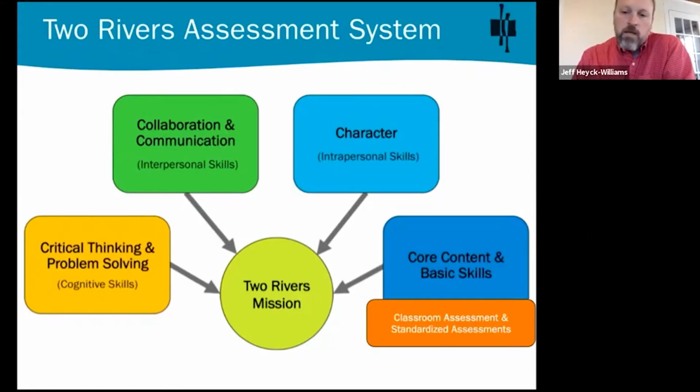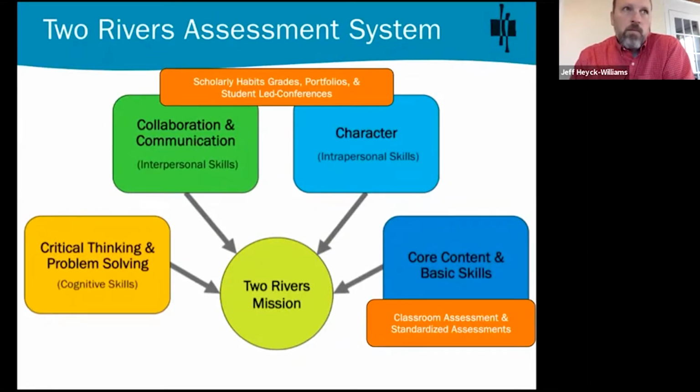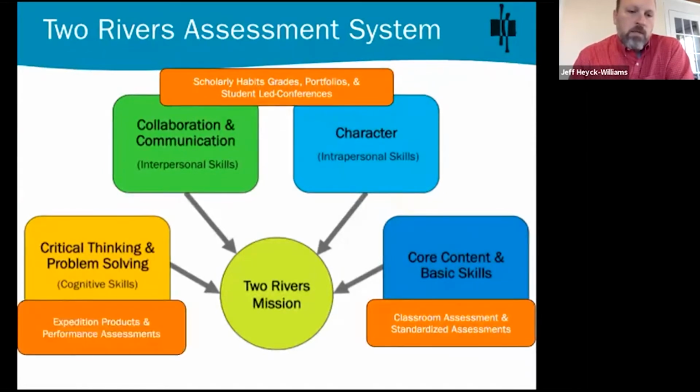First, within the classroom assessment and standardized assessments to address core content and basic skills. And those are the traditional assessments we've given. I'm not going to speak about this too much today, but under collaboration and communication, those social emotional skills, we have a set of habits that help define what those social emotional learning skills are for our students. Our kids produce portfolios and do student-led conferences, and they reflect on their development of their social emotional skills. And then the last piece that I'll mention is around critical thinking problem solving, where we're going to focus today.